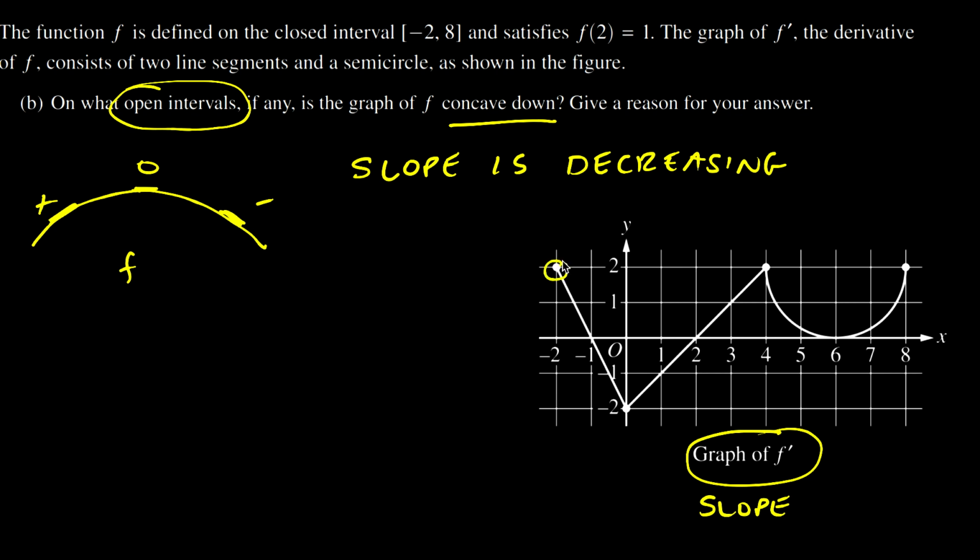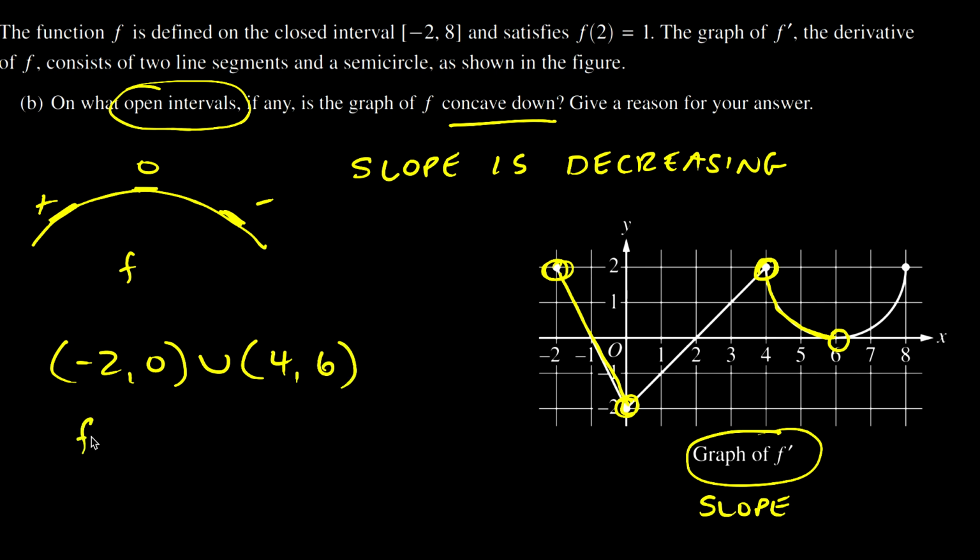So we see here we're starting at -2 and we're decreasing until we reach x equals 0. After that, it's increasing till we reach 4, and at 4, we are decreasing until we reach x equals 6, and then it's increasing again. So the answer for this problem is quite simply -2 to 0 in union with 4 to 6. And our reasoning is f prime is decreasing on those intervals. So there's our justification.